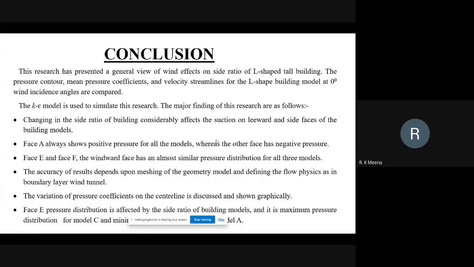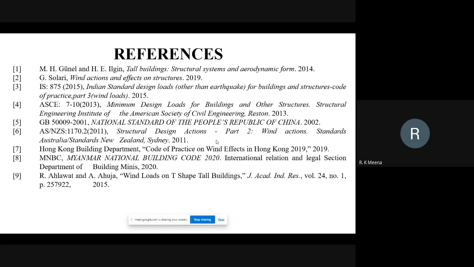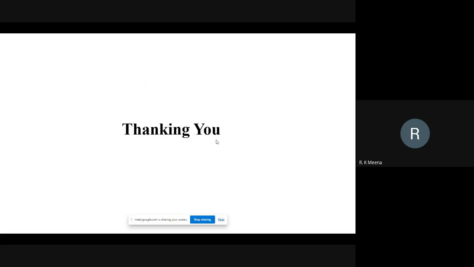And the variation of pressure coefficient on the center line is discussed and shown graphically. The phase E pressure distribution is affected by the side ratio of the building model, and it is maximum for model C and minimum for model A. Now these are my references for this study. Thank you.